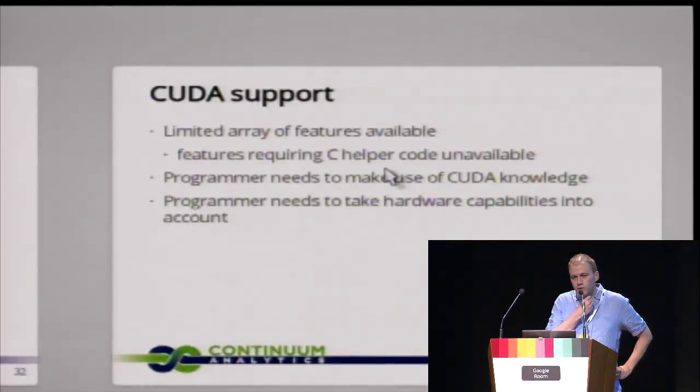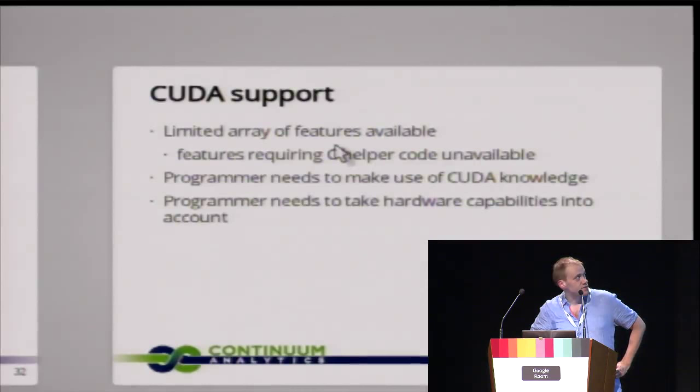When you're using the CUDA support in Numba, you have a limited array of features because, as I said, you don't have a large runtime available on the GPU. It also requires the programmer to have not only some knowledge of CUDA and how a GPU works, but also some intuition of how to optimize their code for execution on the GPU, because you're not usually arranging your algorithm in the same way on the GPU or on the CPU, except in trivial cases.